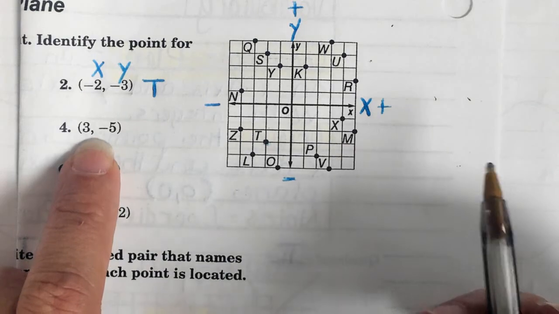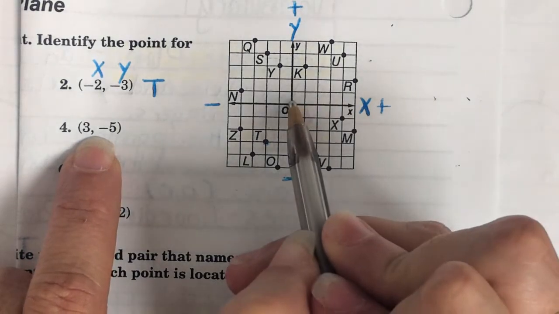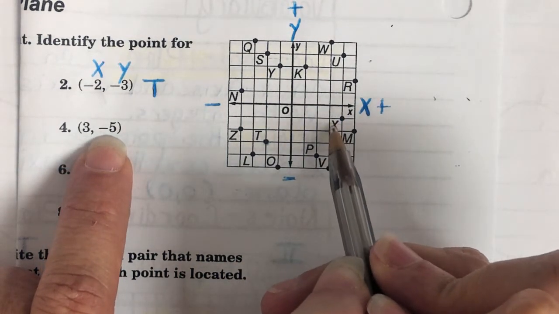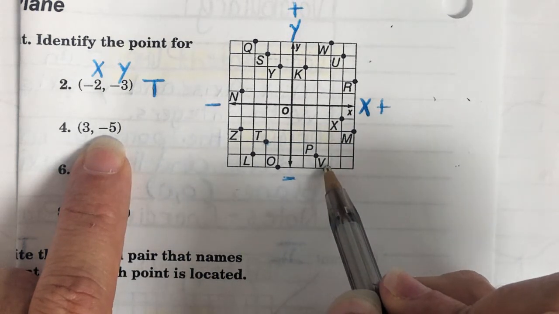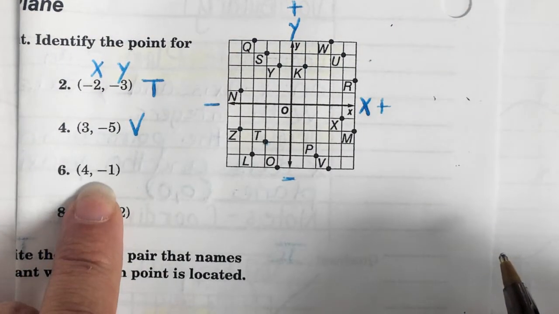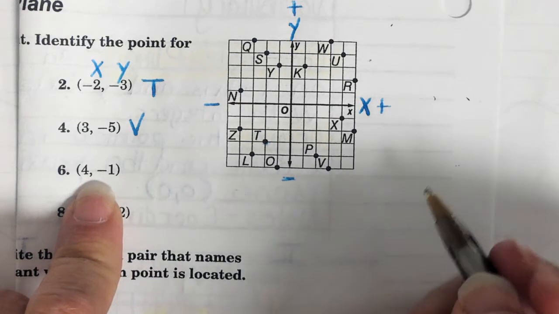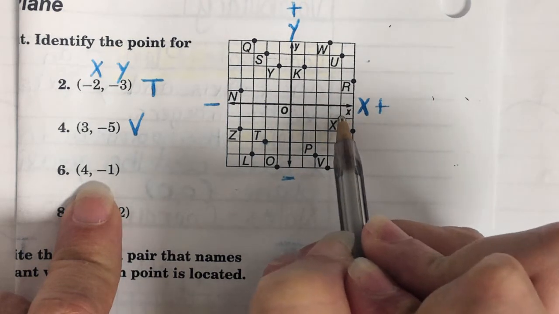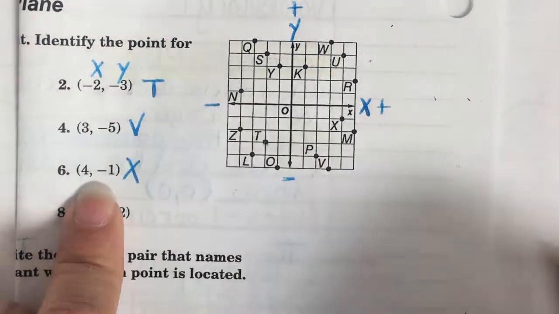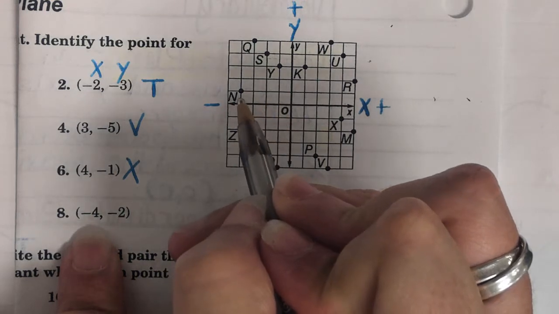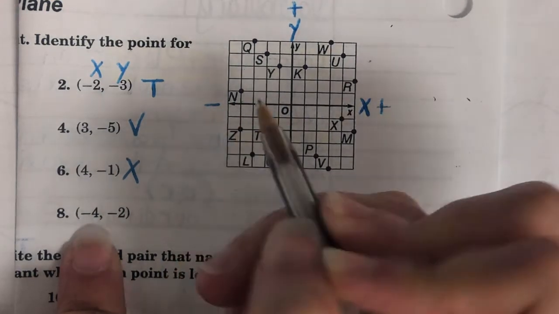Okay, let's look at number 4. 3 and negative 5. That means I need to go across to 3. That's positive 3. And if it's negative 5, I'm going to go down 5. And it is letter V. V. I said that. Okay. Shh, please. Thank you. Number 6, 4 and negative 1. Here we go. 1, 2, 3, 4. Negative 1 is down 1, so it is X. And number 8, negative 4 and negative 2 is Z.